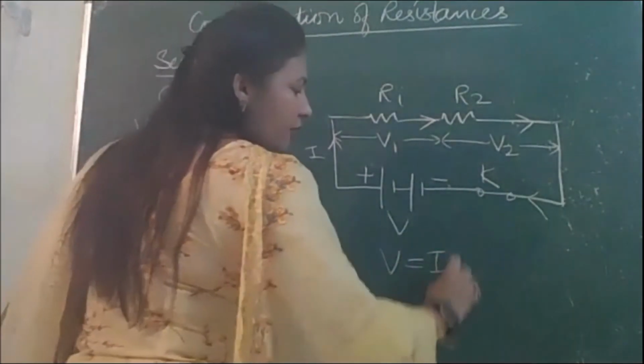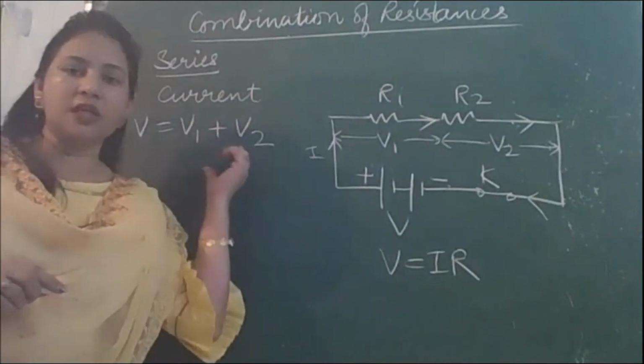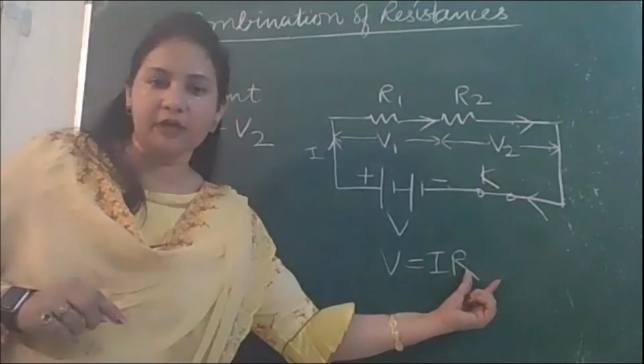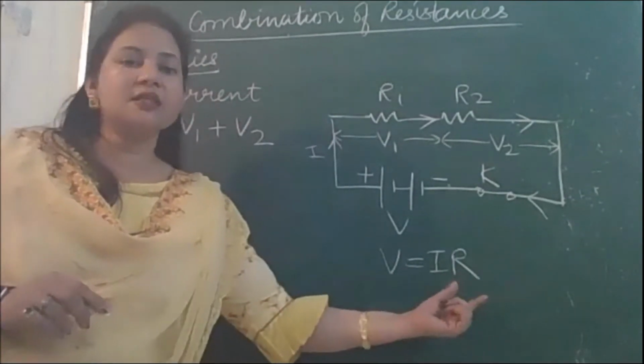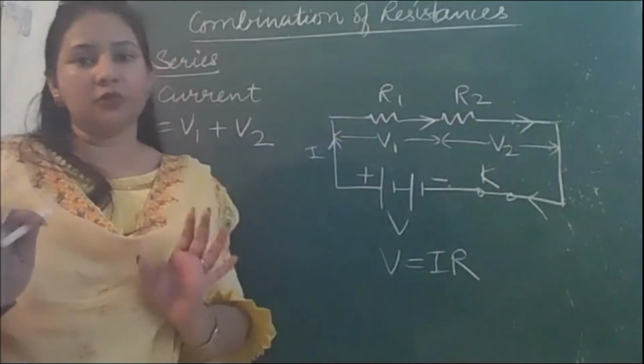So let us use Ohm's law. You know Ohm's formula is V equals IR. So how will I write V1 using this? I should write V1 equals I1 R1 and V2 equals I2 R2. But since current is the same, I will not write I1 and I2, I will write it as I, okay?